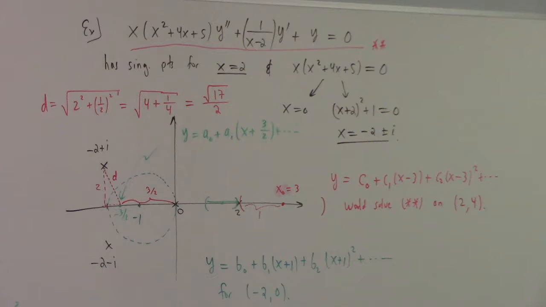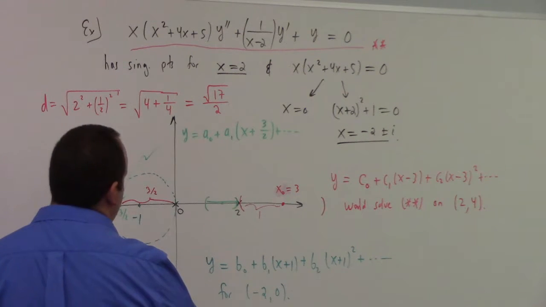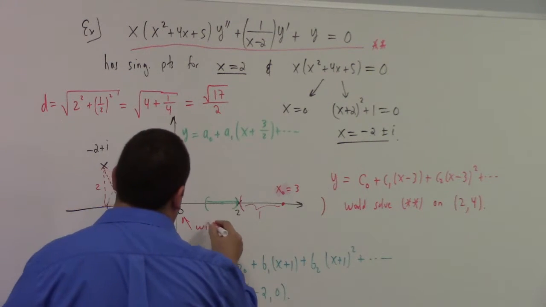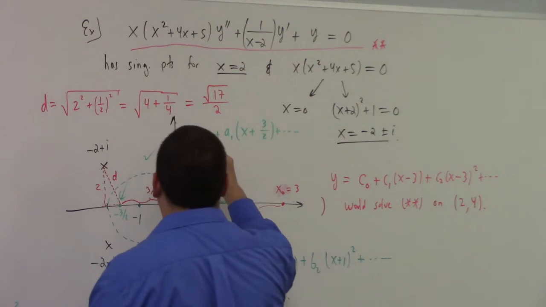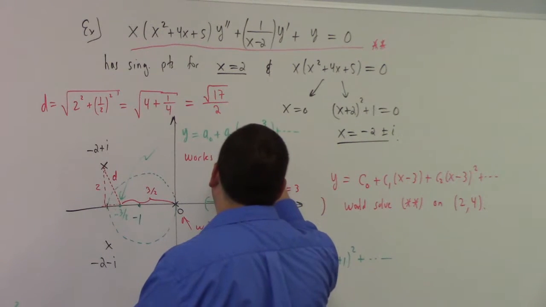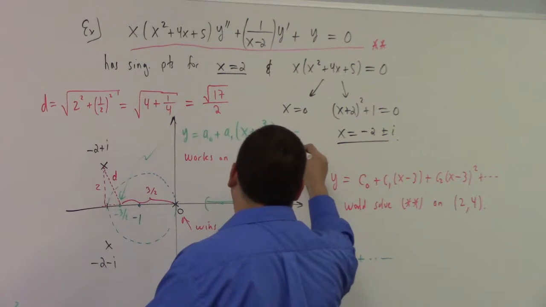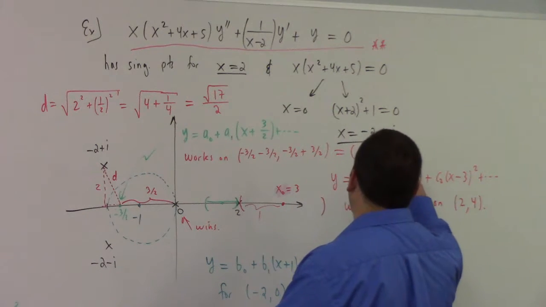Well, the square root of 17 is bigger than the square root of 16. It's larger than 4. So apparently the closest singularity is then what? The origin wins. It's closer than the complex singularity still. And so this works on minus 3/2 plus or minus 3/2. In other words, minus 3 to 0.